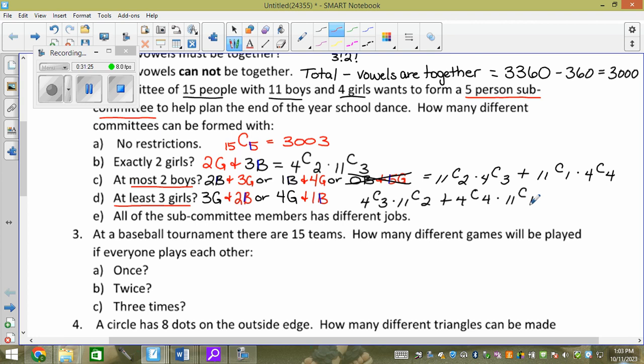Now, what if everyone in that subcommittee has different jobs? What would it change to? It'd be a P. How many would I have to choose from? 15P5. Because you'd have all 15 and they have jobs, so it's a P, right?